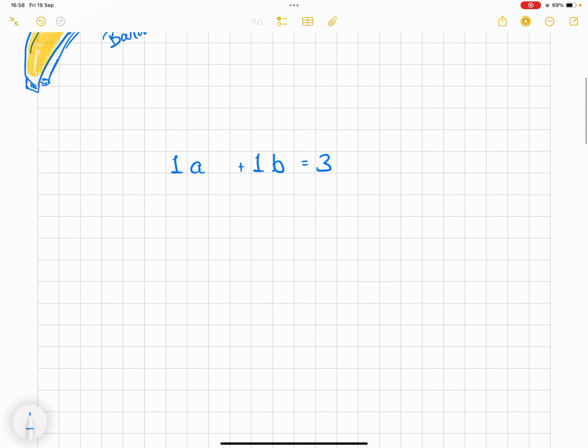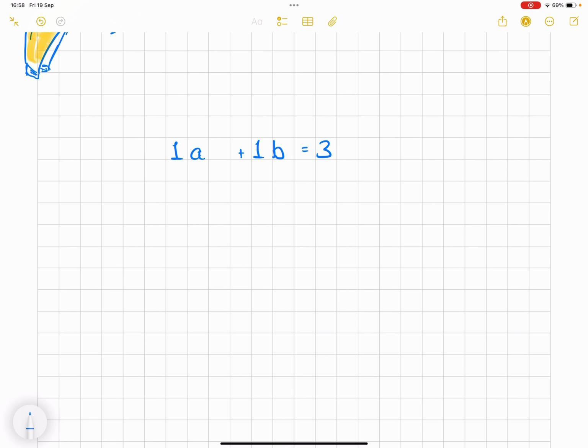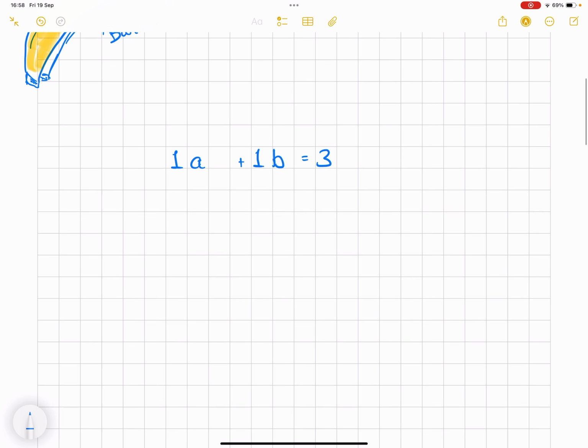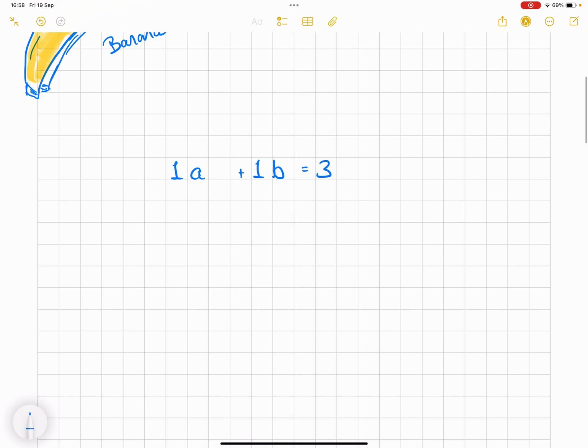Now let's look at another problem here. So now we have 1A plus 1B is equal to €3. So we have an apple. Well, we'll stick with the apple and the banana analogy. So we've 1A plus 1B, one apple plus 1 banana is €3. And we're trying to figure out what A is and what B is.